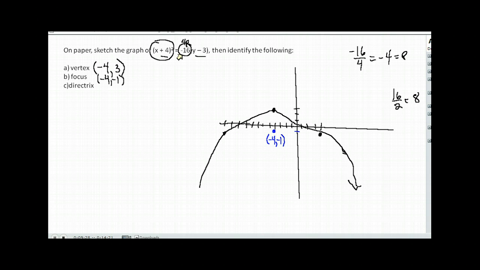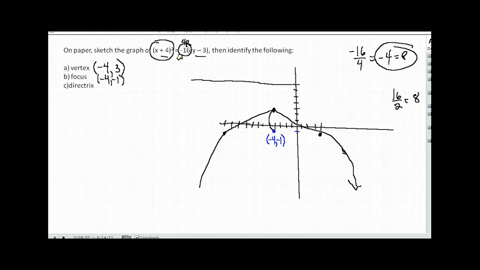They also want the directrix, which is a line, okay, that's outside of the parabola. In this case, it's going to be above it. It's the opposite direction from the focus point. The focus point was below, so the directrix is going to be above in this case. The same distance of P, so it's going to be 4, but we're going to go up 4.